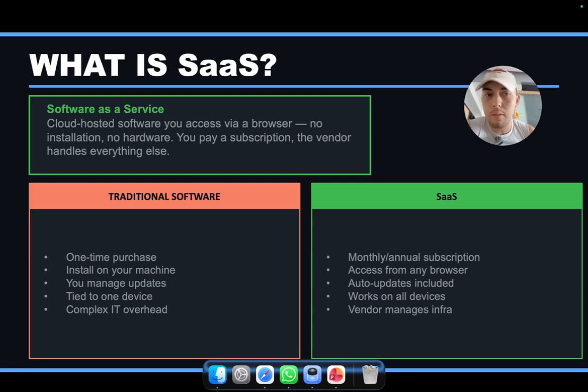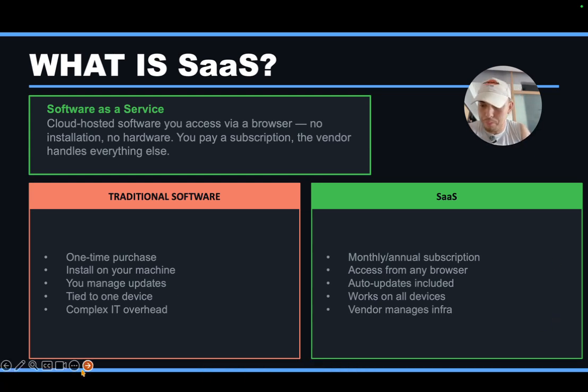How does that look for traditional software? We have a one-time purchase, it's installed on your machine, you have to manage your updates yourself, it's tied to one specific device, and it comes with a lot of IT overhead. Now in the modern sense, we have the monthly or annual subscription. You can access it anywhere, it auto-updates, works on every device, and the vendor manages everything.